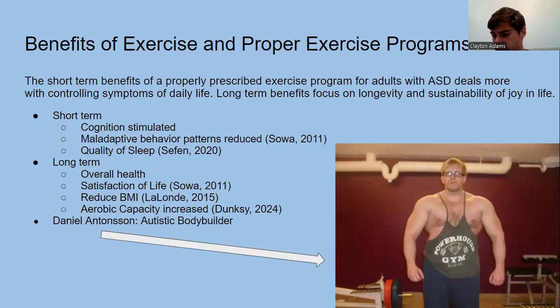For a person with autism spectrum disorder, there are a number of benefits from a proper exercise program. The short-term benefits are going to really help them control those symptoms of autism spectrum disorder in their daily life. And long-term benefits are going to increase the quality of their life and their overall health.